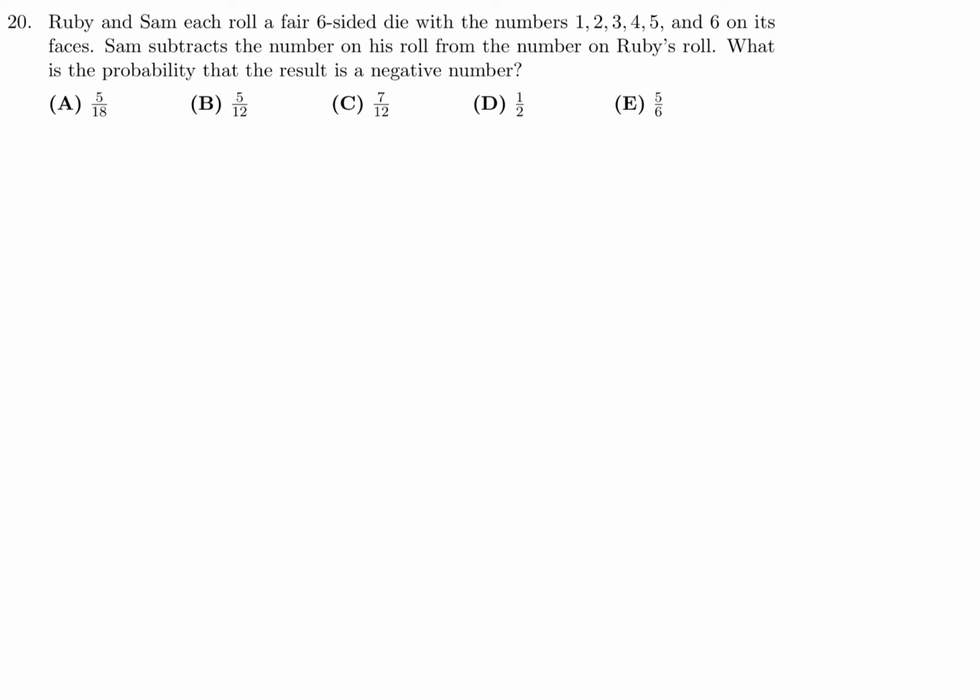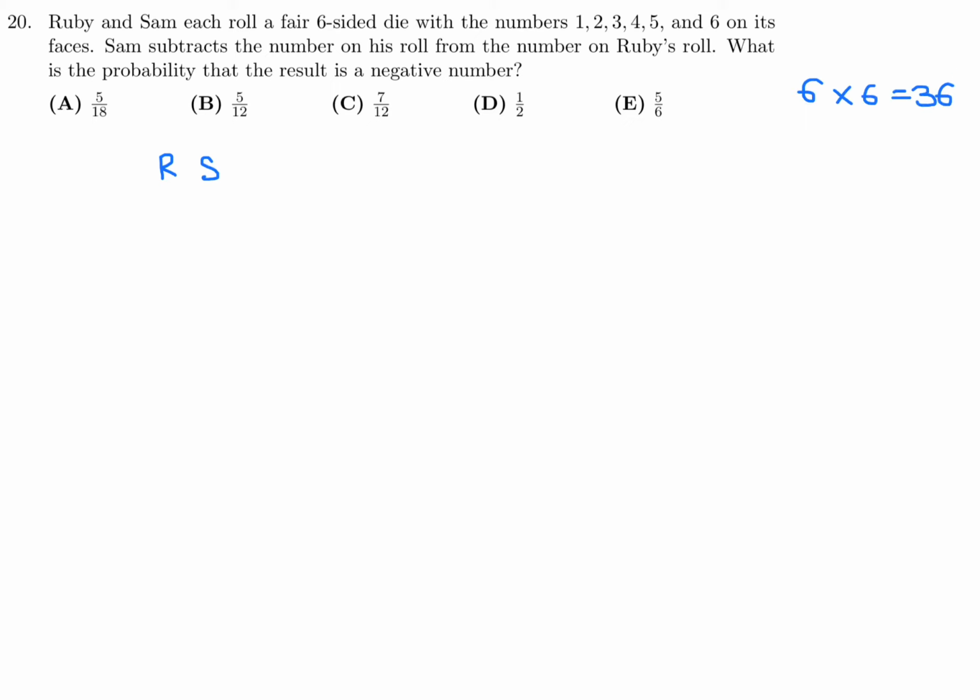Ruby and Sam each roll a fair six-sided die with the numbers 1 through 6 on its faces. Sam subtracts the number on his roll from the number on Ruby's roll. What is the probability that the result is a negative number? We have Ruby and we have Sam. So each person has 6 possible choices, right? So I believe there's going to be 6 times 6, 36 possibilities, which isn't that many, so we can write them all out.